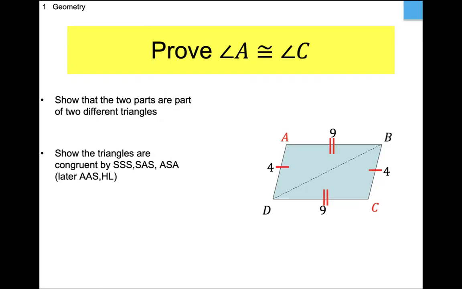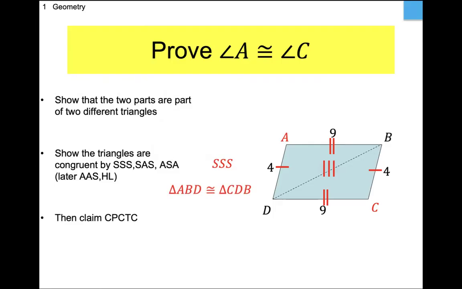And then lastly, hopefully you're yelling at the screen, look at the middle. They share a common side. So the reflexive property would say that DB is equal to DB. Therefore, the two triangles are congruent by SSS. And if you were paying attention, I said then we say the magic words, and the magic words are CPCTC.